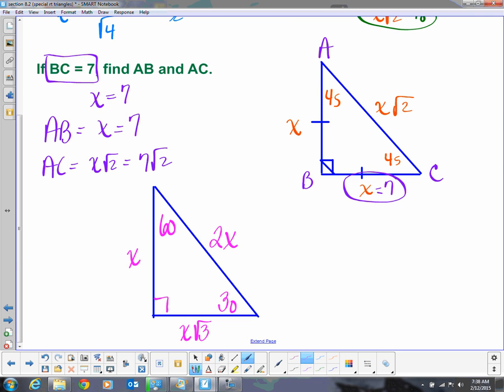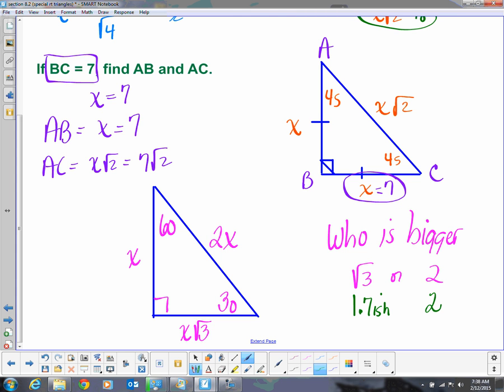Okay, so now that you have both of them, only one of them has a root on the hypotenuse. But my question to you is, who is bigger? Square root of 3 or 2? Now, that's square root of 3, not 3. 2 is bigger. Square root of 3 is approximately 1.7-ish. Okay? 2 is definitely what?